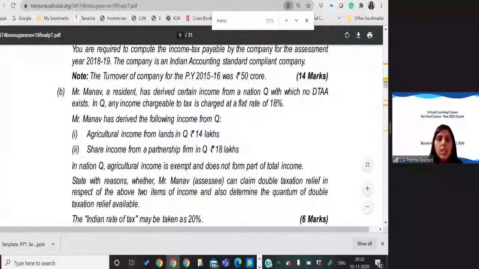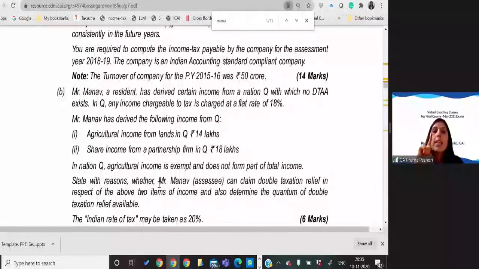So in this case, understand one thing. First of all, agricultural income from land in Q, 14 lakh, is in this case not taxed in country Q. In the last examples which we discussed, agricultural income was taxed in the other country also. India taxes agricultural income from foreign country. If it is from India, then India exempts agricultural income. But if it is from foreign country, then India taxes it. India will still tax agricultural income. But India will not grant relief against agricultural income.